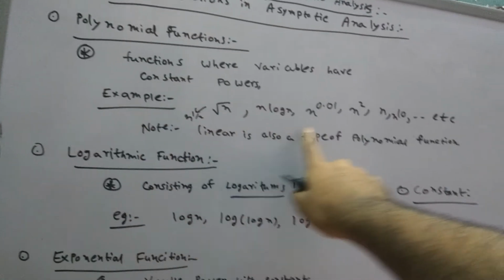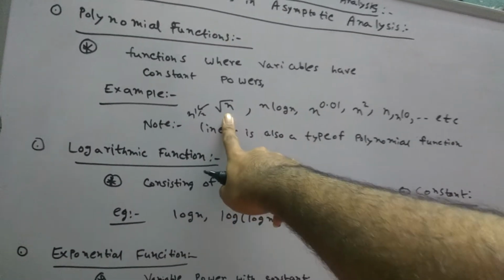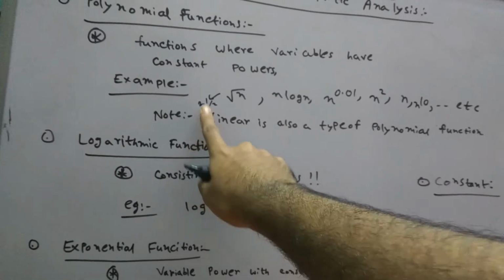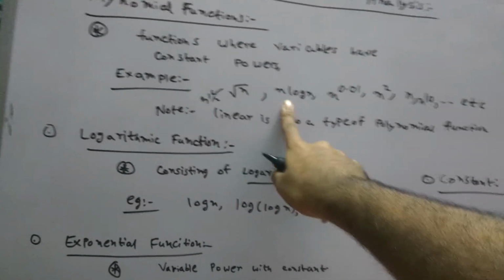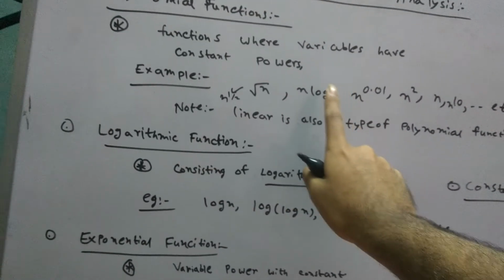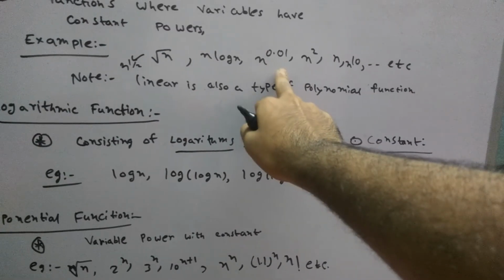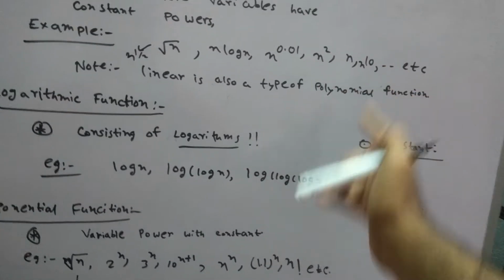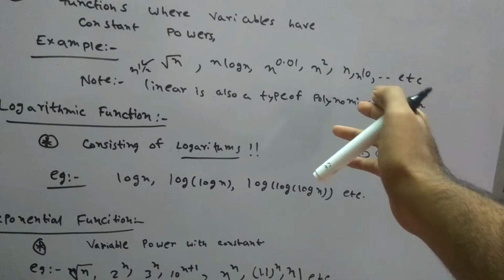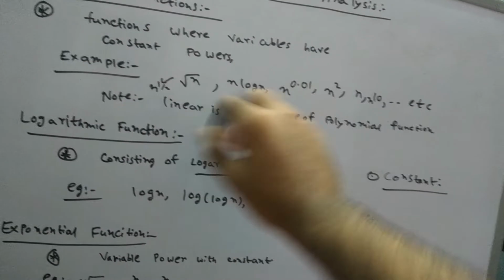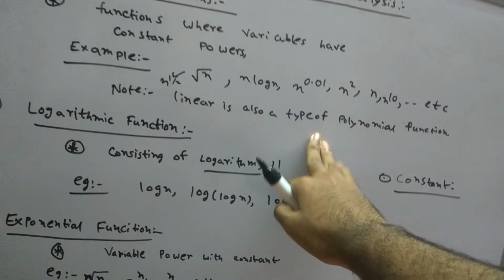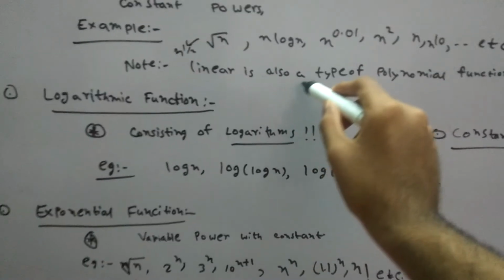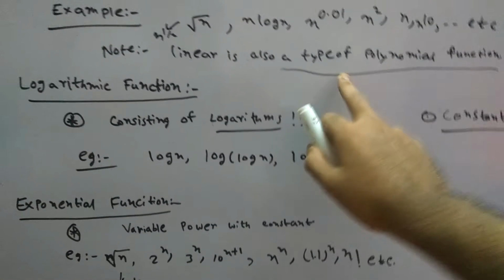I have listed some examples here, like root n. It means n to the power half. Here n is a variable and it has a constant power. Then n log n. This whole thing has power 1, so a constant power. n to the power 0.01, a constant power again. n squared, a constant power. n has power 1, constant. n to the power 10, constant power. So these examples fall under polynomial functions. Linear is also a type of polynomial function. This is a very important thing to keep in mind.